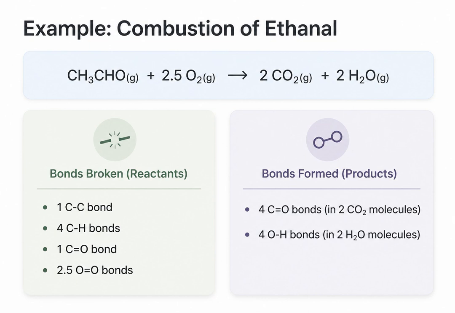First, we need to identify every single bond involved. In 1 molecule of ethanol, we have 1 carbon-carbon single bond, 4 carbon-hydrogen single bonds, and 1 carbon-oxygen double bond. We are reacting this with 2.5 moles of oxygen gas, so we have 2.5 oxygen-oxygen double bonds. On the product side, we form 2 molecules of carbon dioxide, which gives us 4 carbon-oxygen double bonds in total, and 2 molecules of water, giving us 4 oxygen-hydrogen single bonds.